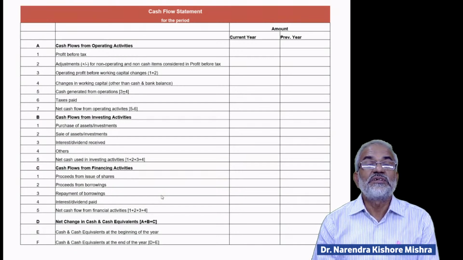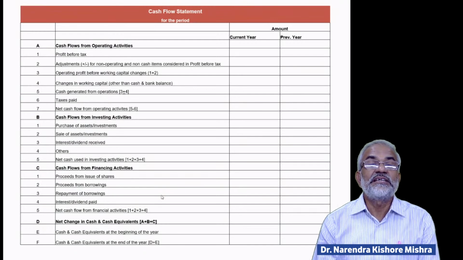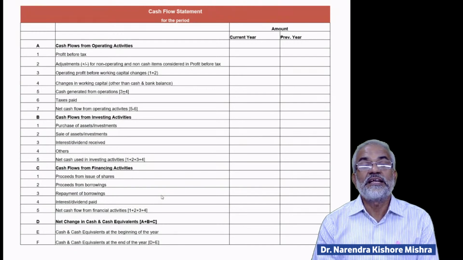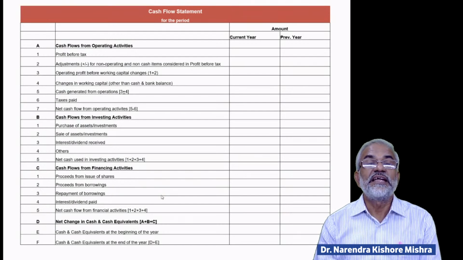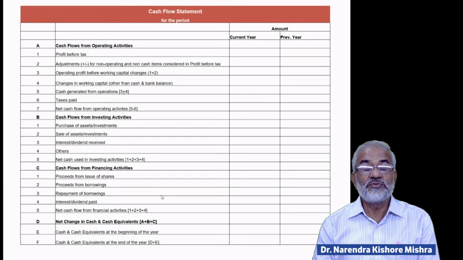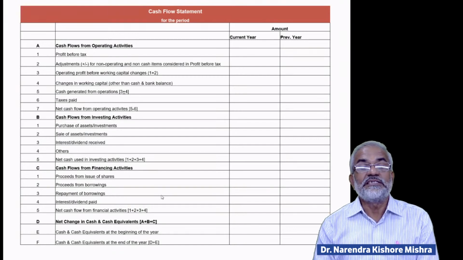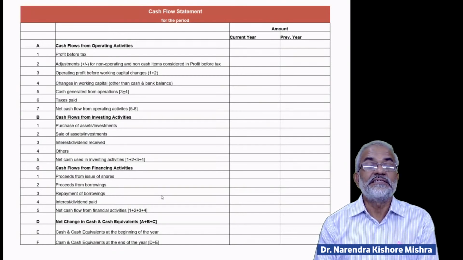And taking that into consideration, when there is net cash used in investing activities, that would be the item number 1, plus item number 2, plus item number 3, plus item number 4. When all these are added together, that would be the net cash used in investing activities. That would be the flow of cash from investing activities. The next item is the financing activities, the flow of cash from financing activities.